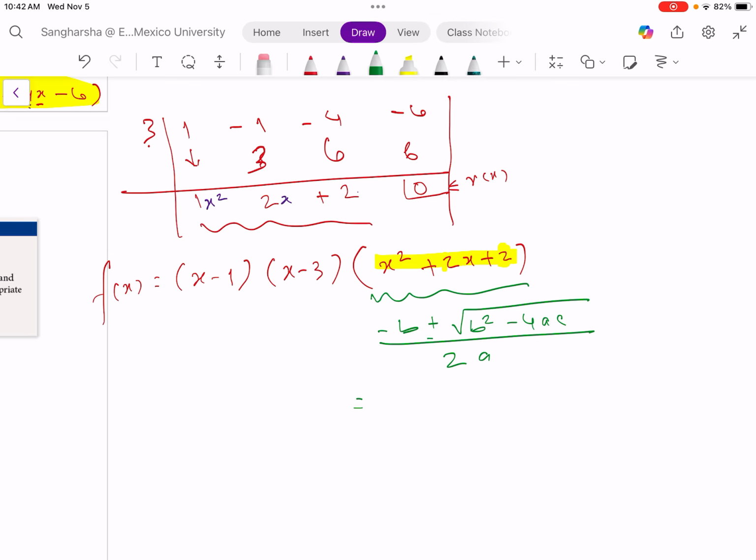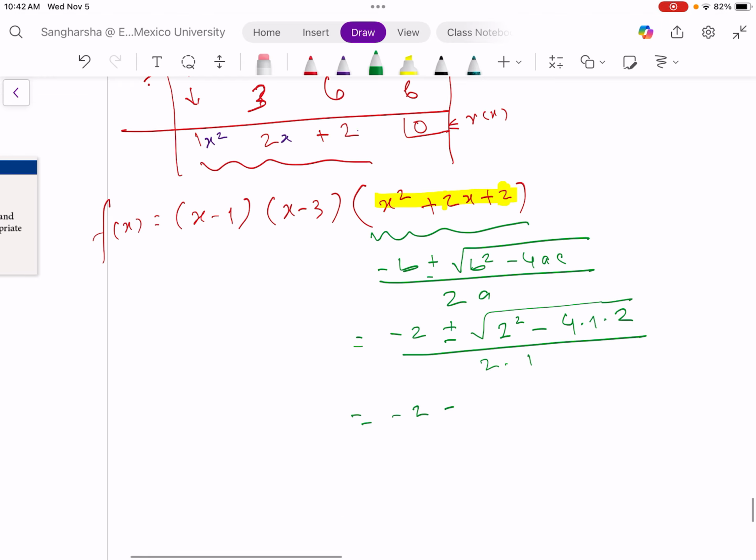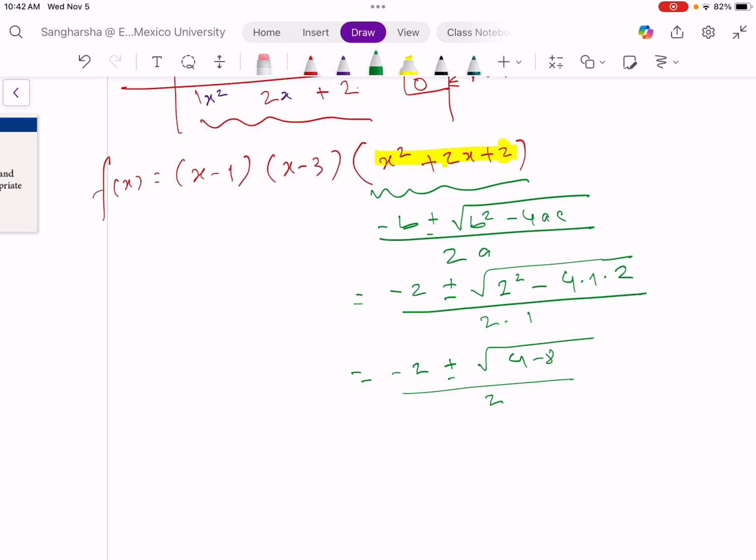So negative b is negative 2, so negative 2 plus or minus the square root of 2 squared minus 4 times a, which is 1, times c, which is 2, divided by 2 times 1. So this is negative 2 plus or minus the square root of 4 minus 8, divided by 2, which is negative 2 plus or minus the square root of negative 4, divided by 2.